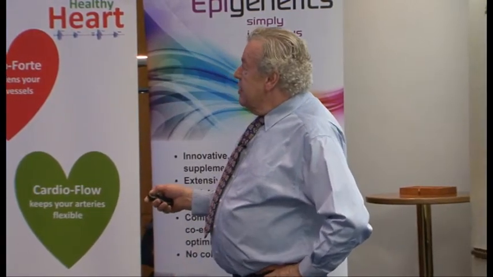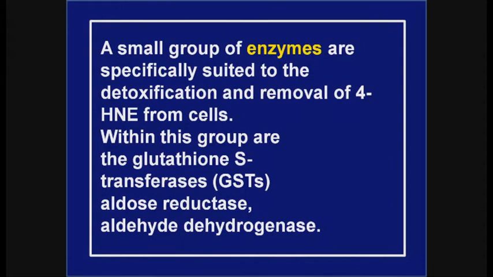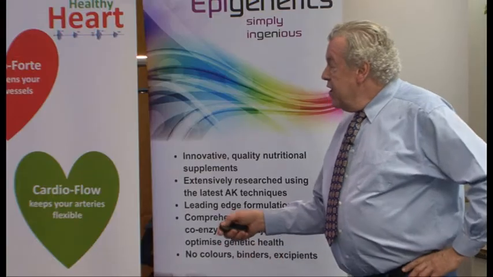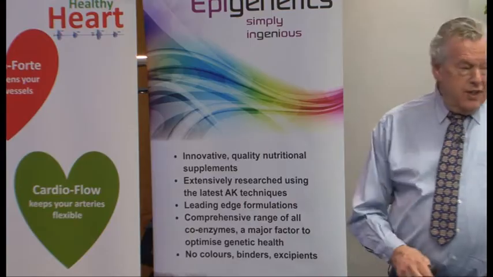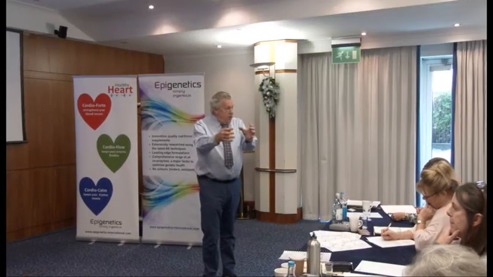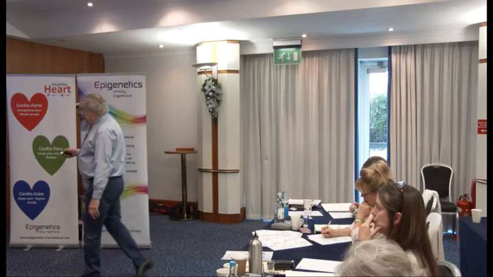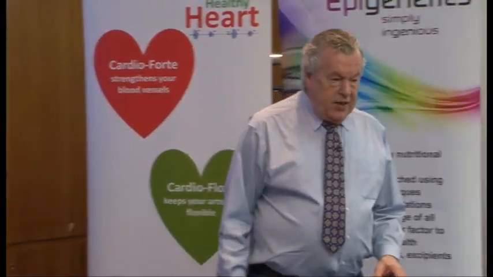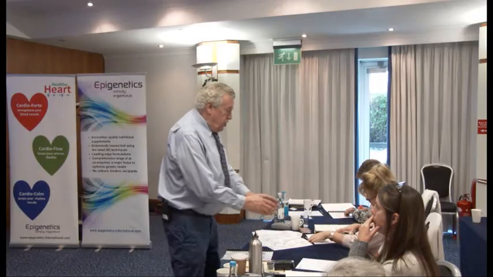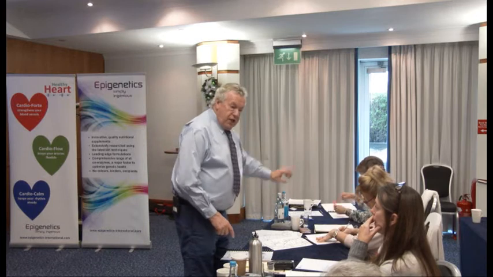A small group of enzymes are specifically suited to detoxify and remove hydroxynonenal, and that would be the same with malonaldehyde because they're the same thing. Within this group is glutathione S transferase. So this is the enzyme that introduces the toxin to glutathione to conjugate with to detoxify. So glutathione S transferase is an enzyme which we call the matchmaker. It attaches to the toxic metal and takes the toxic metal to the glutathione to then conjugate and get rid of.